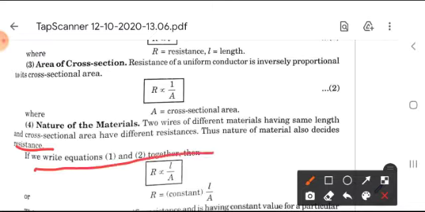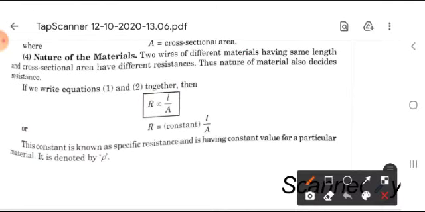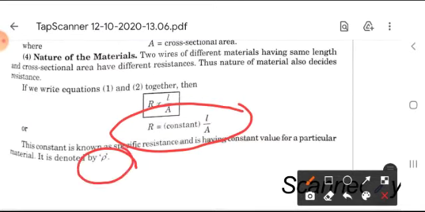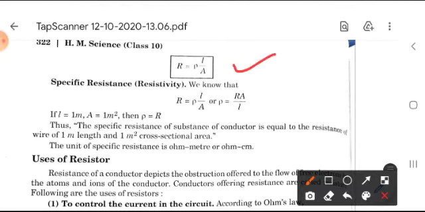If we write equations number 1 and 2 together, then we find R is equal to a constant times L upon A, and this constant is known as the specific resistance, that is called rho, by the Greek letter. So we get here one formula, R is equal to rho L upon A, where rho is the specific resistance or resistivity, and its unit is ohm meter or ohm centimeter. Both are its units.